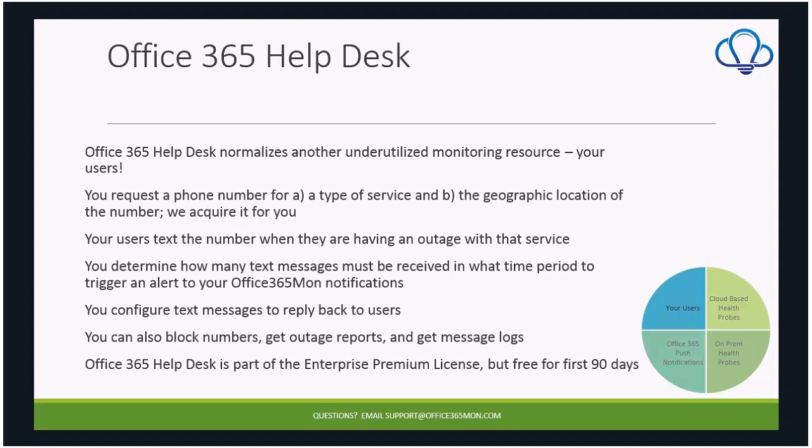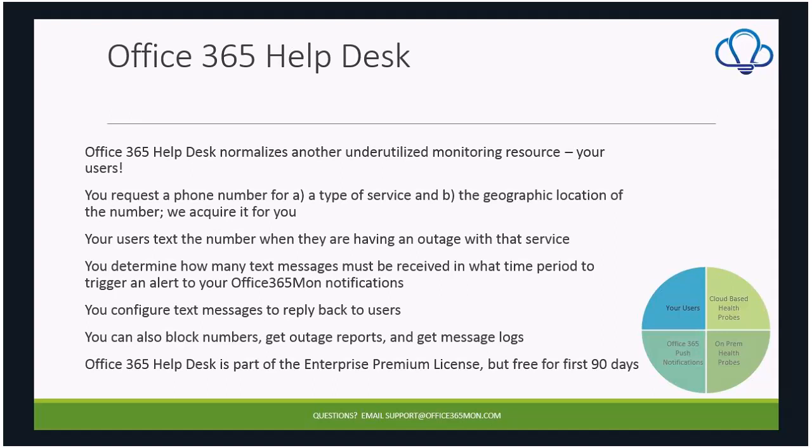And then what you do after that is your users can text that number when they're having an outage with that service. So for example, you set one up for SharePoint Online, you set one up for Exchange Online, you tell all your users, hey, if you have an outage with Exchange Online, just text this number. Doesn't matter what you type in there, you can type in whatever you want, but just text that number. Same thing with SharePoint Online.